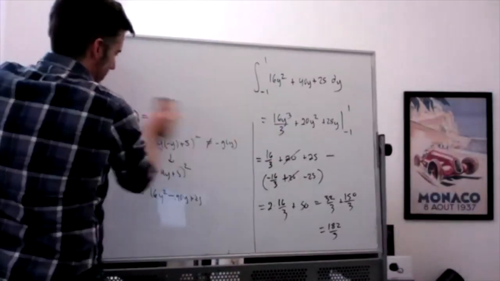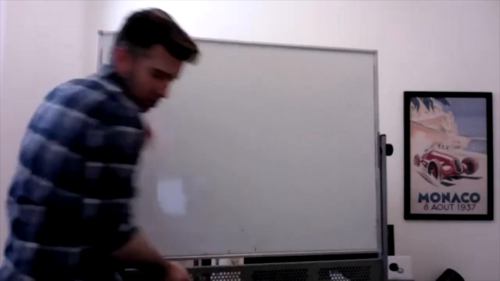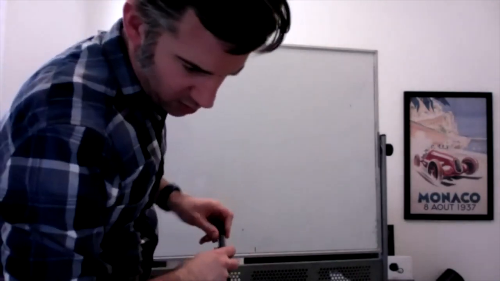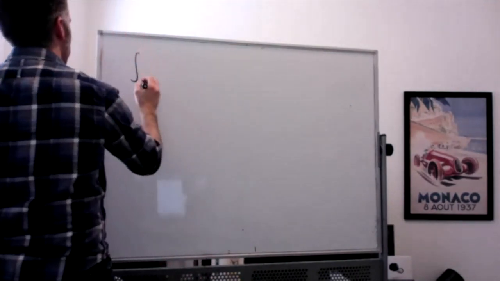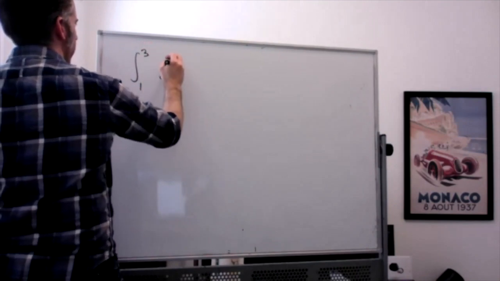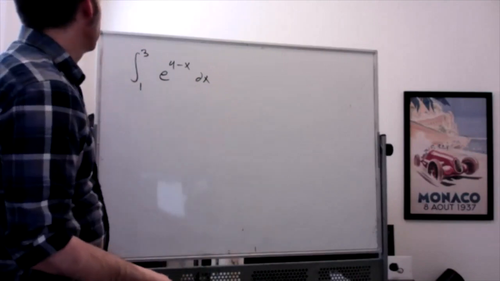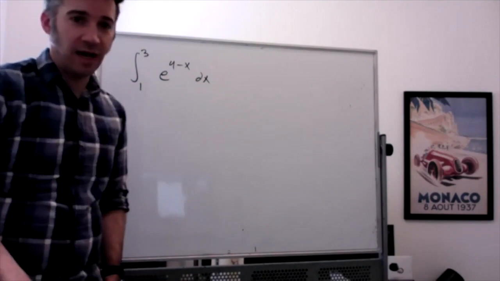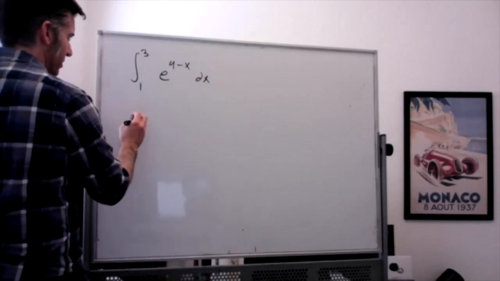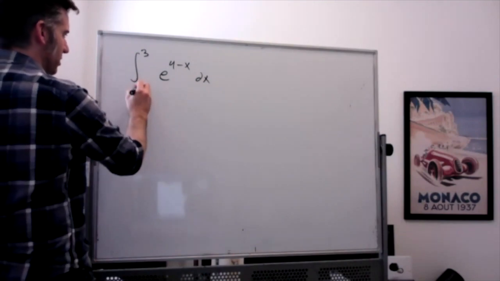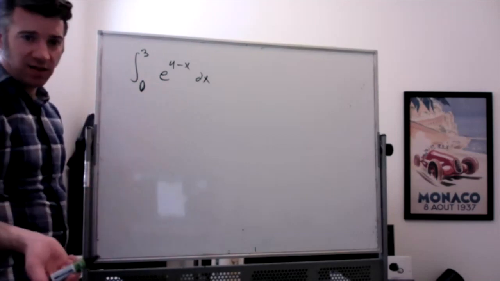Do a couple more definite integrals with some u sub here. Sure. Do the integral from 1 to 3 of e to the 4 minus x dx. This doesn't look too bad. Actually, now that I see that, I'm going to change this to 0 to 3 to make it a little bit less confusing. So, I don't exactly know what the integral of e to the 4 minus x is.